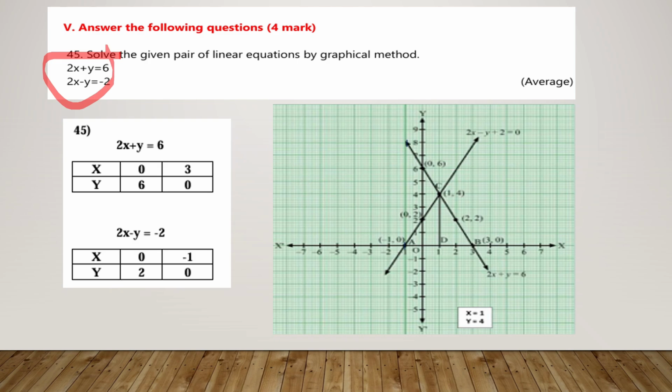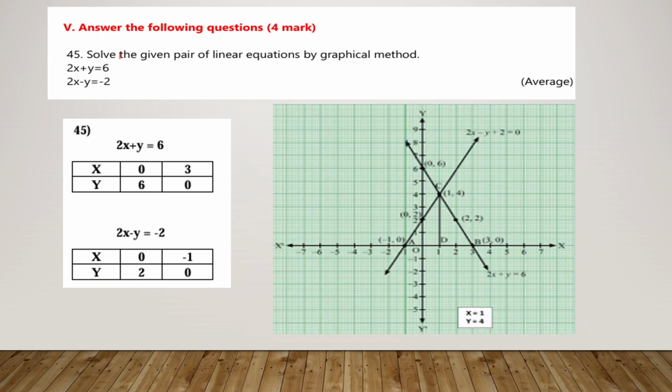So first thing, you have to plot. For that you have to find the points for the 2 equations. Then plot them on the graph and you will get 2 lines, the graph of the 2 linear equations. Then the point at which they are joining, you have to take as the cut point of the graph. So here x is equal to 1 and y is equal to 4. The same method you have to follow for the other problems.